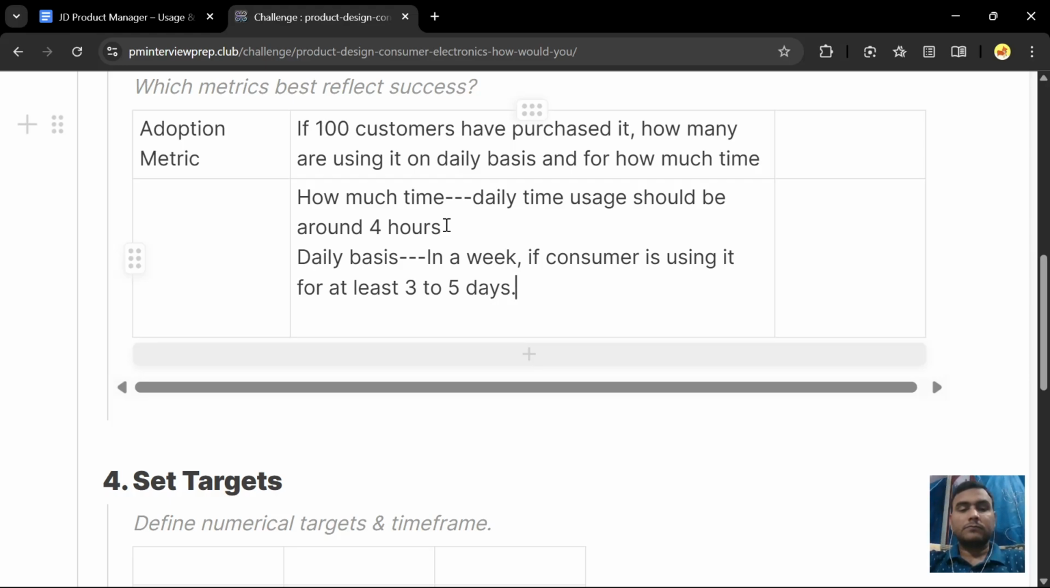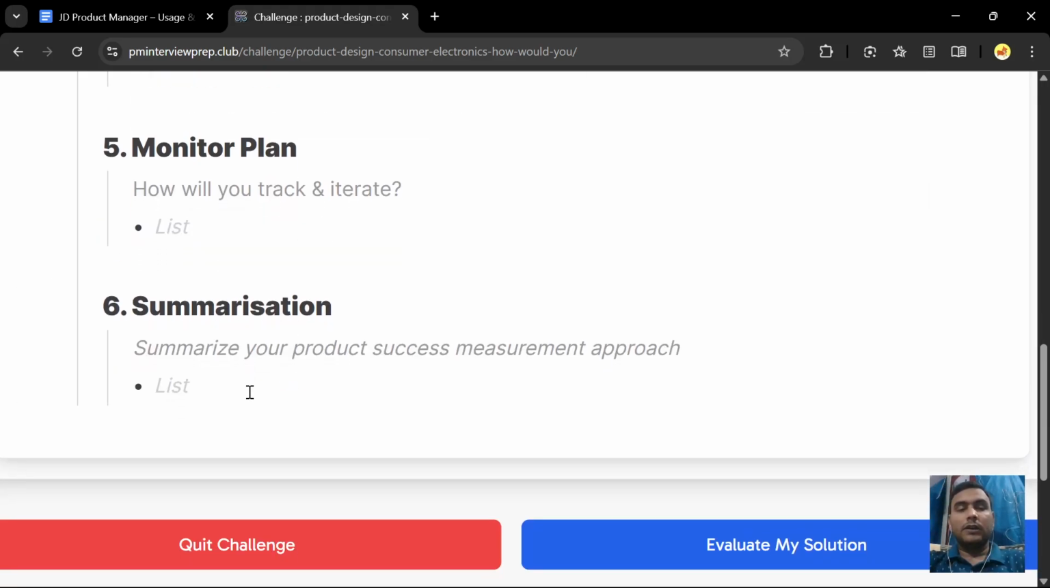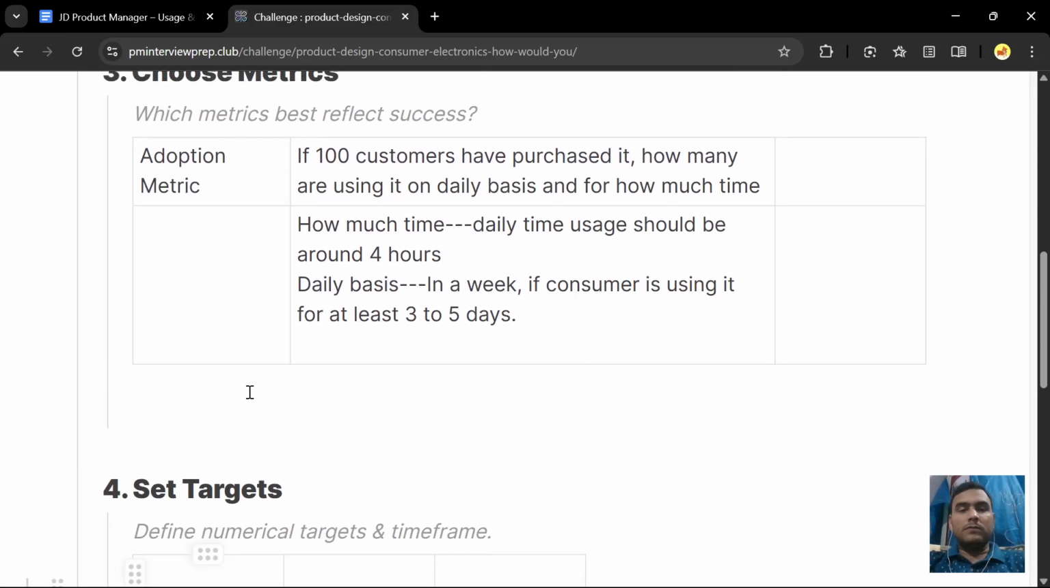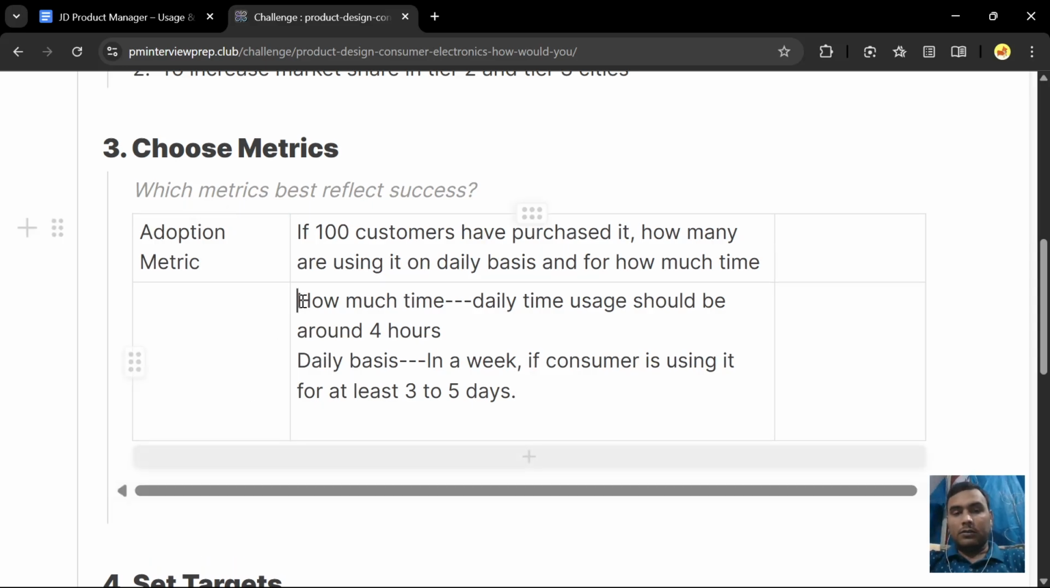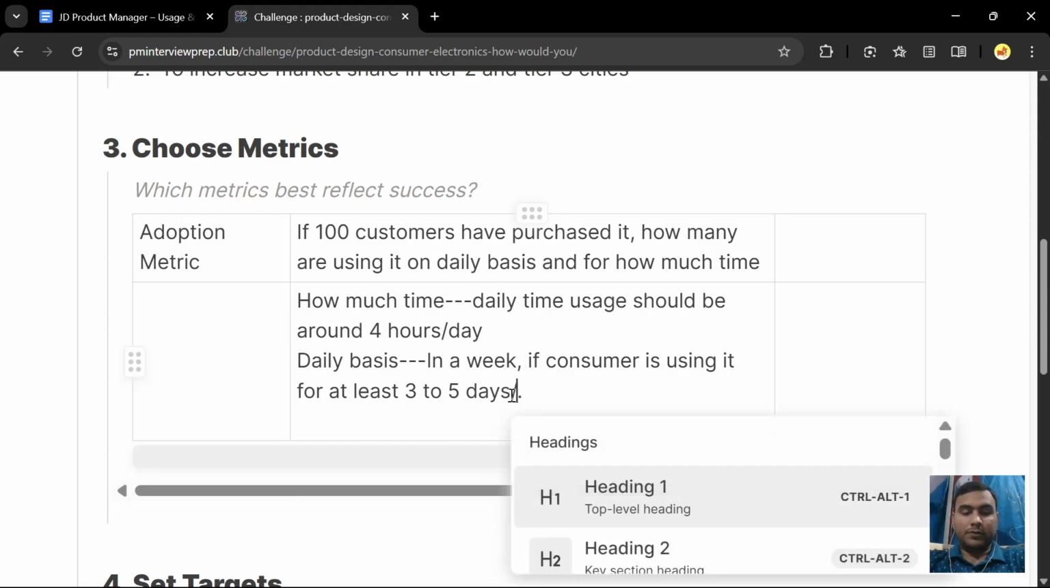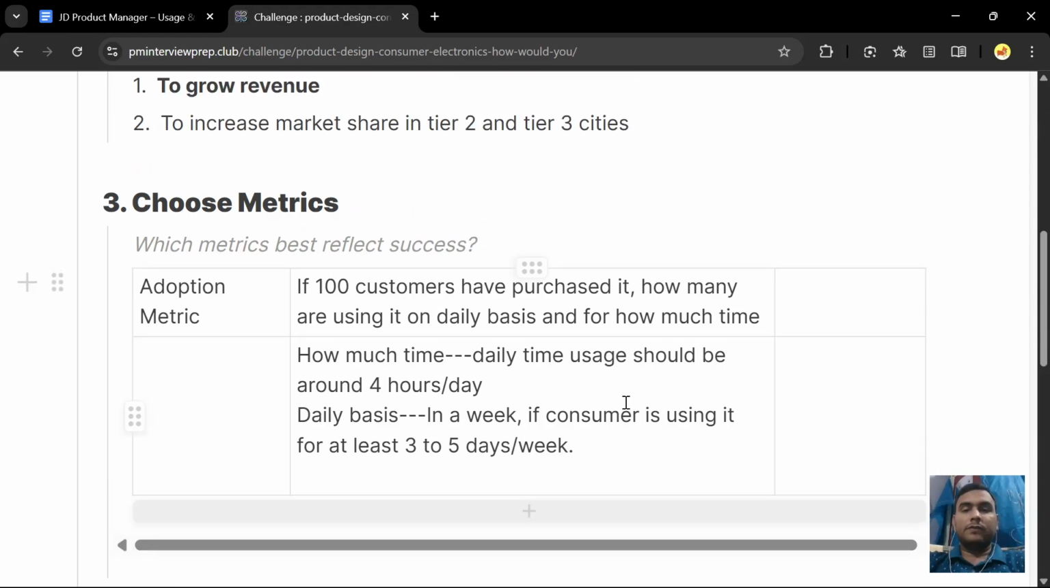And so here we have set the target. So this is our target: the daily usage should be around 4 hours, 4 hours per day, and 3 to 5 days per week. So that is how we are defining the success of this metric.